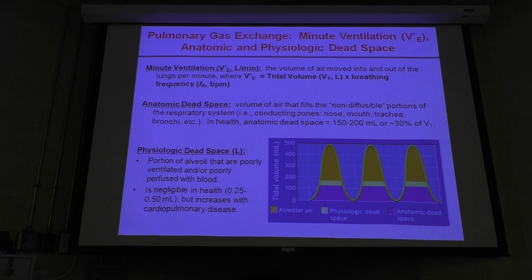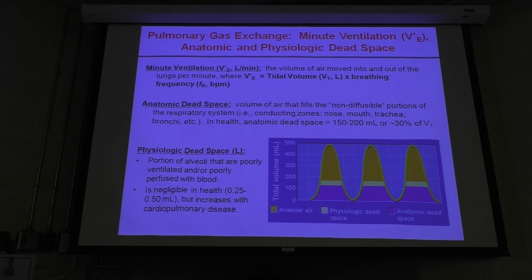So it's anatomically defined. This is really the volume of air that fills the non-diffusible portions of the respiratory system. So those conducting zones that I showed you, I think in the first slide of the last lecture. So the nose, the mouth, the trachea, the bronchi. In healthy individuals, the anatomic dead space is about 30% of every tidal volume. So 30% of every tidal breath is basically gas that does not participate in gas exchange.